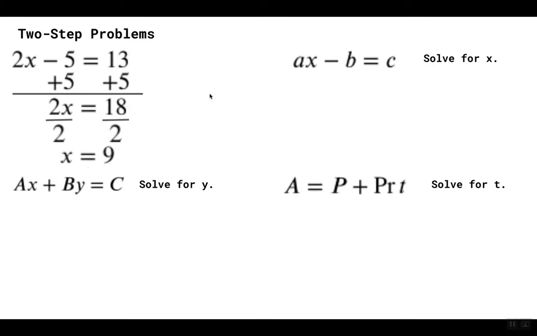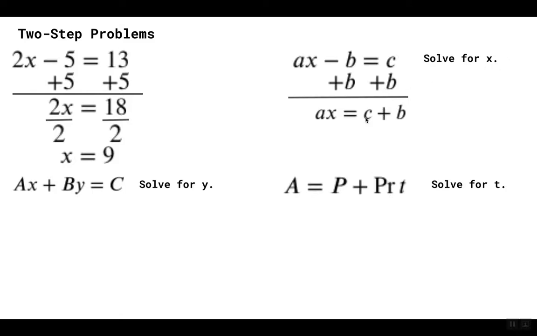Okay? Now look at this one. Do you see how it looks the same? ax, 2x, minus 5, minus b. I'm solving for x, so I need to take care of this minus b first. I'm going to add b to both sides, and I get what? ax equals c plus b. I have to write these separate because they're not like terms.